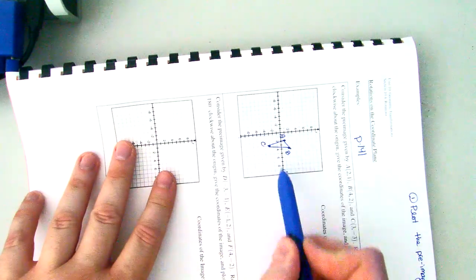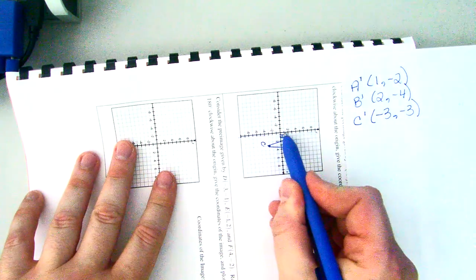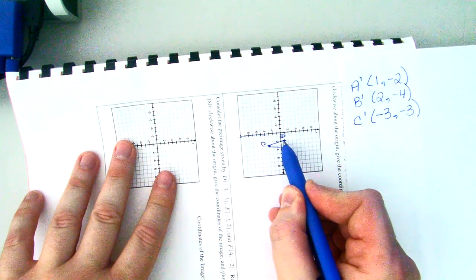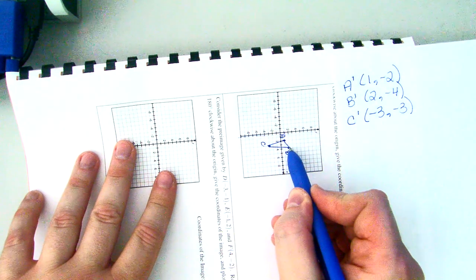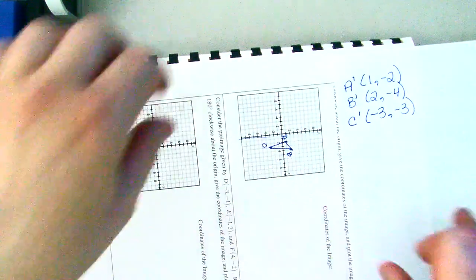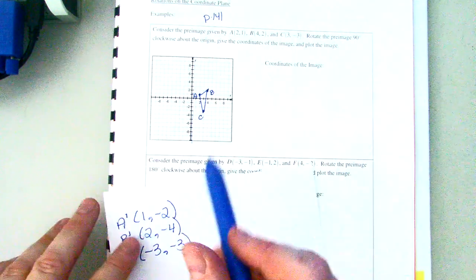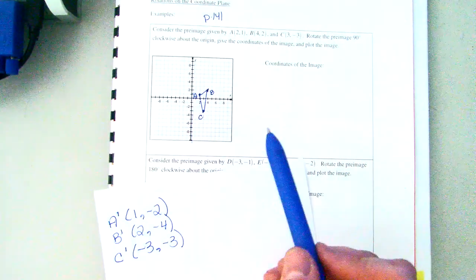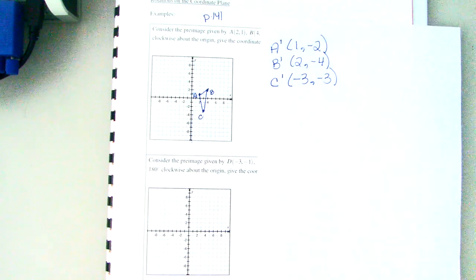I turned my paper. I want to now figure out, if we pretend these are normal axes, my coordinates. Well, this A is kind of like 1 comma negative 2. This B is like 2 comma negative 4. That's what I'm doing. Turn your paper back. There's a problem. I asked you to graph the rotated shape. Do you see the rotated shape or just the original? However, you've got the coordinates of that final shape.